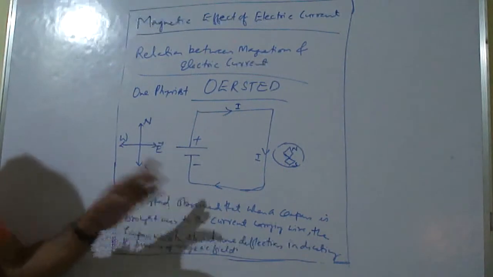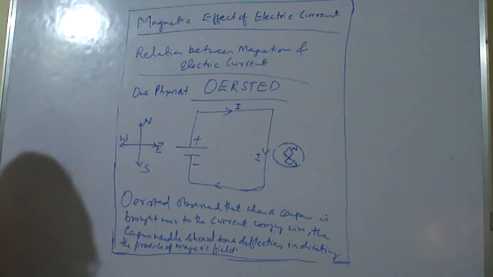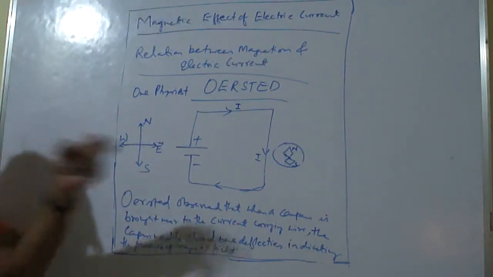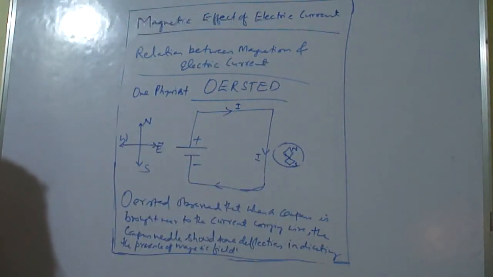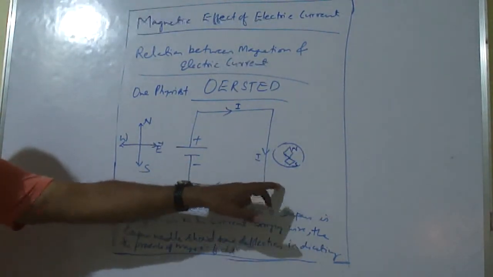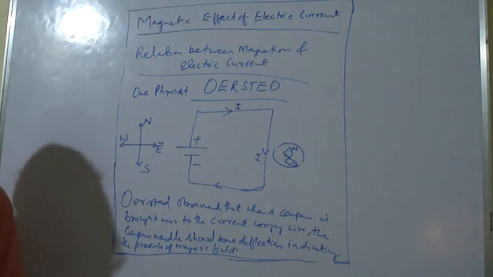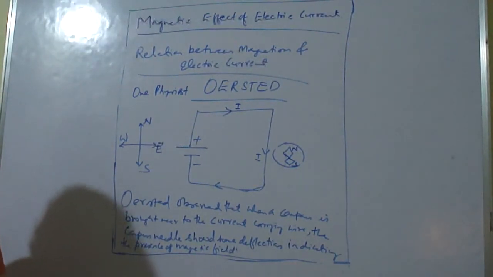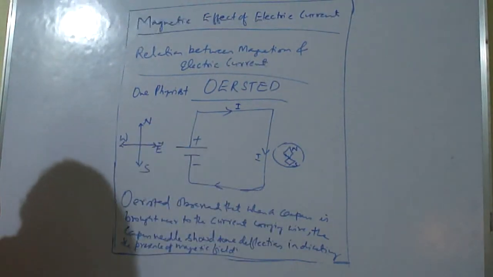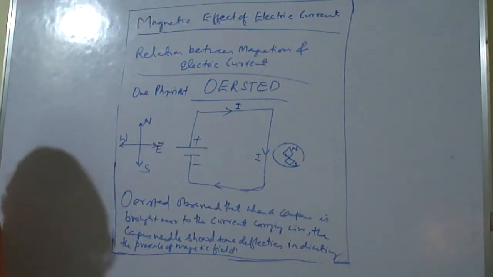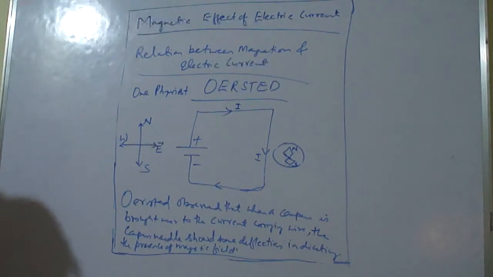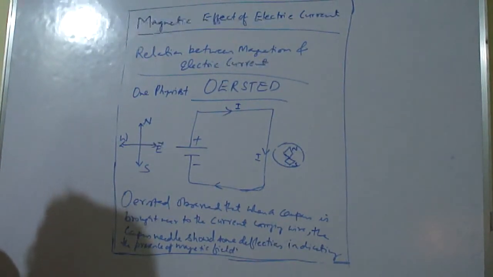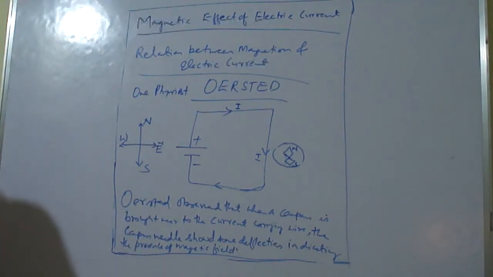So Oersted observed that when a compass is brought near to the current carrying wire, the compass needle shows some deflection. It shows deflection only when it comes in the region of the magnetic field. That is what Oersted observed suddenly. Correct? Okay.